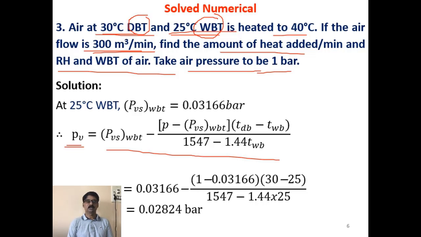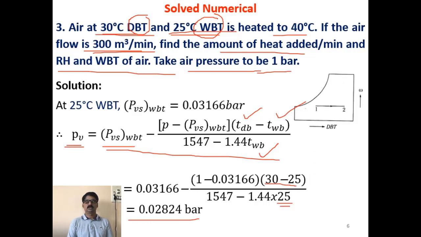Now here this PVS at wet bulb temperature, that is at 25 degrees Celsius WBT, you can find it out as 0.03166 bar. So directly you can substitute in bar, and other pressures also you can substitute in bar. And temperature here is very important, because this formula is devised in such a way that all the temperatures should be substituted in degree Celsius and not in Kelvin. That is very important, and if you substitute, you will find the partial pressure of vapor as 0.02824 bar.